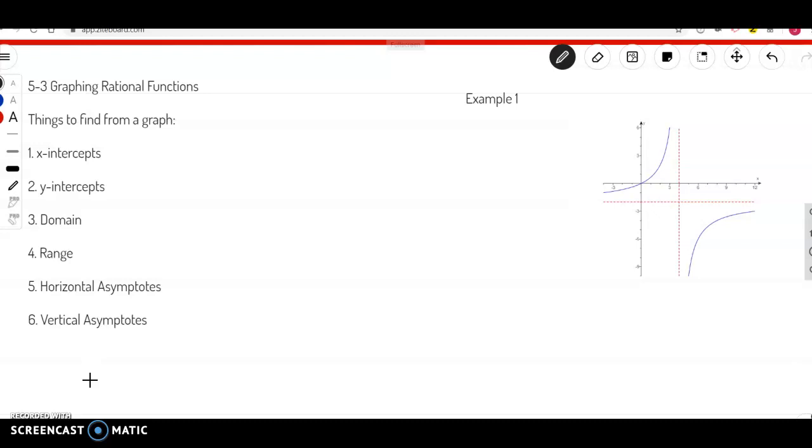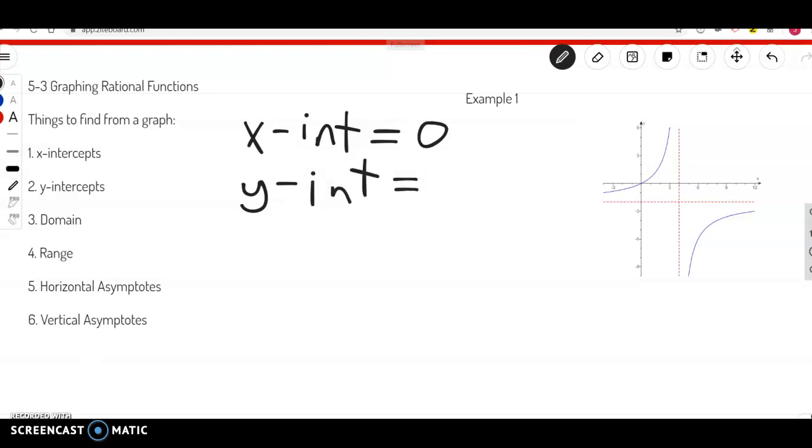So first thing we're going to look at is x-intercepts. Our x-intercept is where the graph touches the x-axis. And so in this case, for this problem, the graph touches the x-axis at 0. So our x-intercept on this problem is 0. Alright, next thing, we're going to look at our y-intercept. Our y-intercept is, again, where the y-axis is being hit by our graph. So our y-intercept in this problem also crosses at 0. So our y-intercept is at 0.